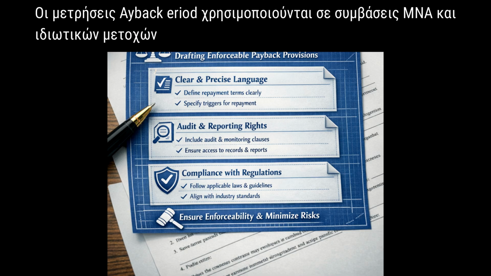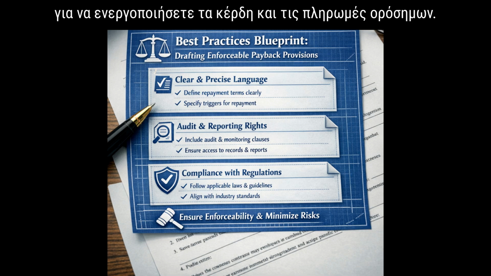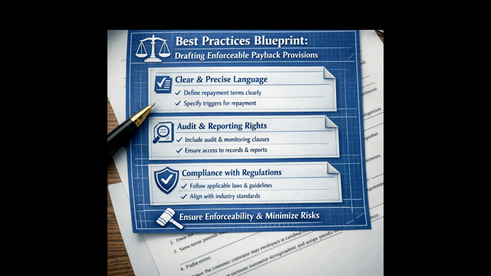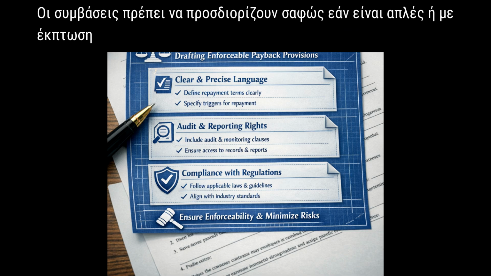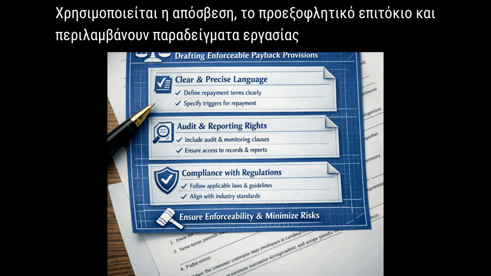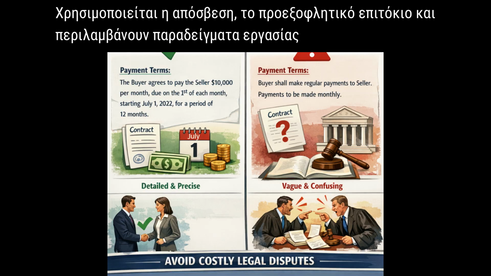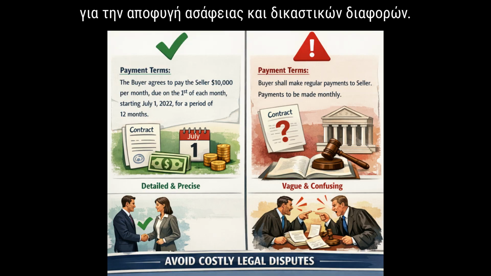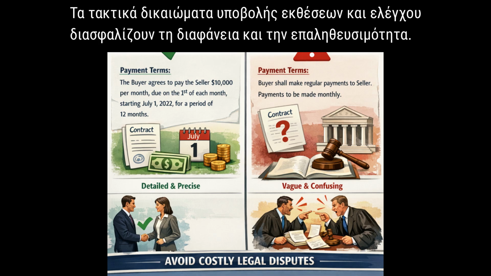Payback period metrics are used in M&A and private equity contracts to trigger earnouts and milestone payments. Contracts must clearly specify whether simple or discounted payback is used, the discount rate, and include worked examples to avoid ambiguity and litigation. Regular reporting and audit rights ensure transparency and verifiability.